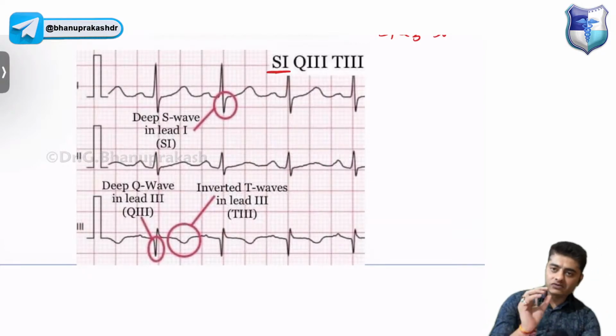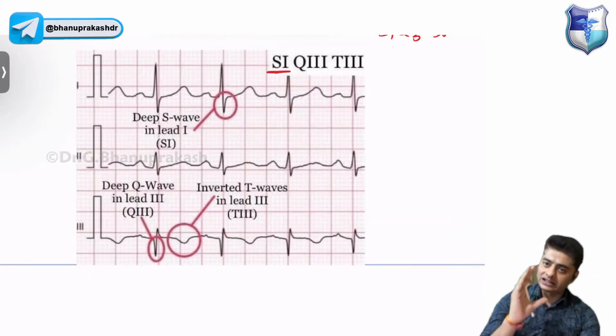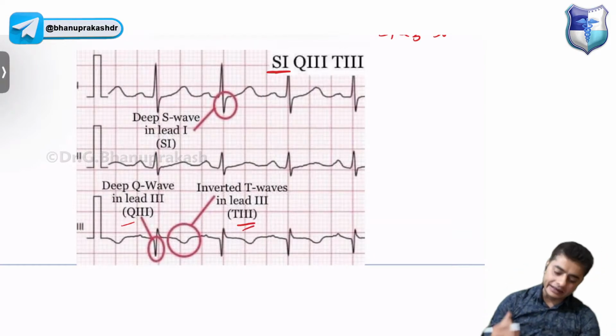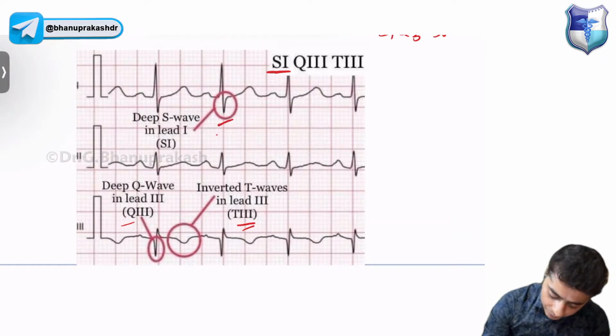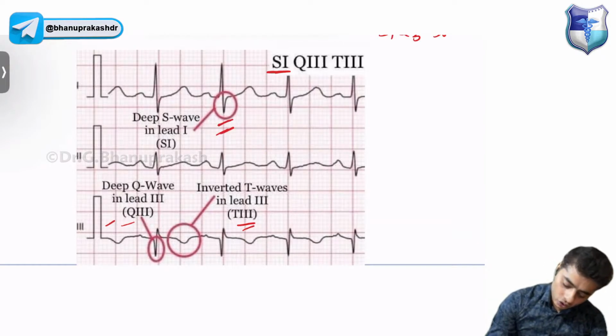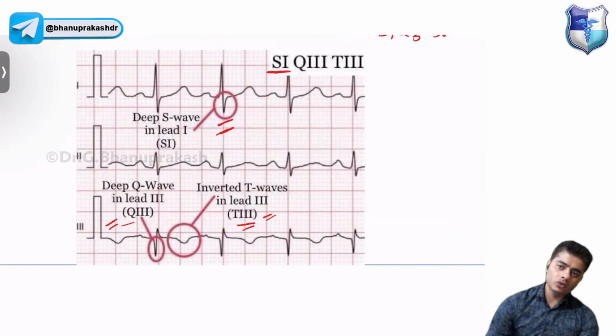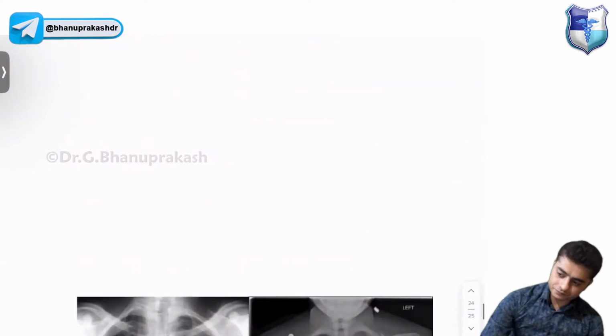What do you mean by S1 Q3 T3? S1 means a deep S wave in lead 1. Q3 means pathological Q waves in lead 3. And T3 means inversion of the T wave in lead 3. So here you are seeing a deep S wave in lead 1, Q waves in lead 3, and inverted T waves in your lead 3. This is your S1 Q3 T3 pattern, which is classical of your pulmonary embolism.